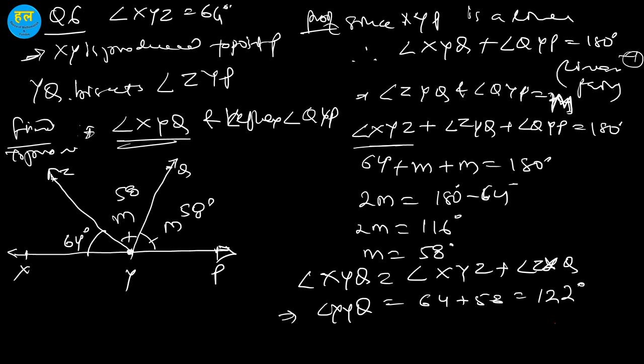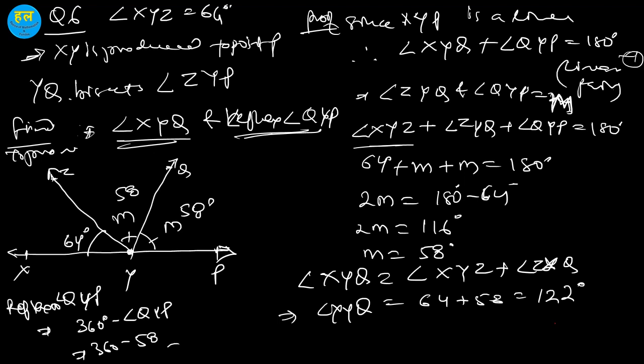Next, what we have to find? We have to find the reflex of QYP. We already know what is the reflex, 360 minus the angle. So reflex will be 360 minus angle QYP, equal to 360 minus 58, is equal to 302 degree. So reflex of angle QYP is equal to 302 degree.